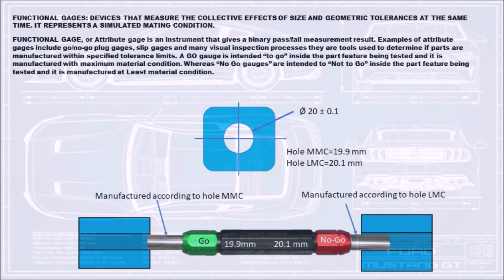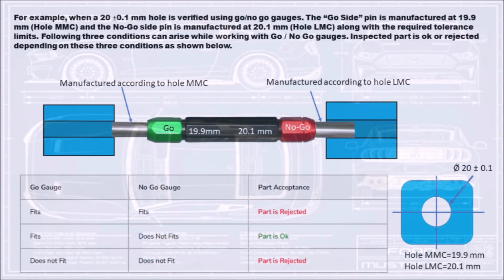A go gauge is intended to go inside the part feature being tested and it is manufactured at maximum material condition. Whereas no-go gauges are intended not to go inside the part feature being tested and it is manufactured at least material condition. For example, when a 20 mm plus or minus 0.1 mm hole is verified using go-no-go gauges, the go side pin is manufactured at 19.9 mm, hole MMC, and the no-go side pin is manufactured at 20.1 mm, hole LMC, along with the required tolerance limits.